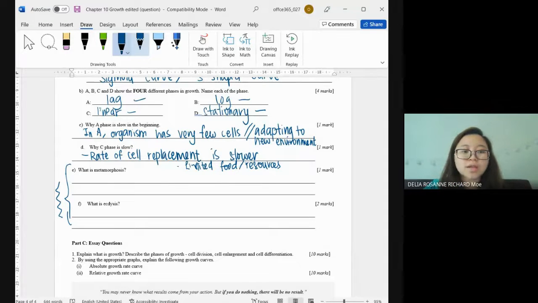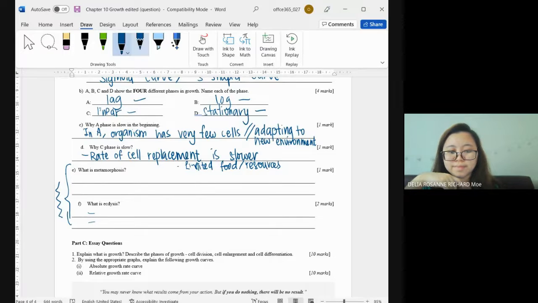This part, you can explain what is metamorphosis. Bagi definisi metamorphosis ada dalam lecture note. What is ecdysis? You give 2 sentences to explain ecdysis. Okay, ini 2 boleh rujuk kepada lecture note untuk jawapan.